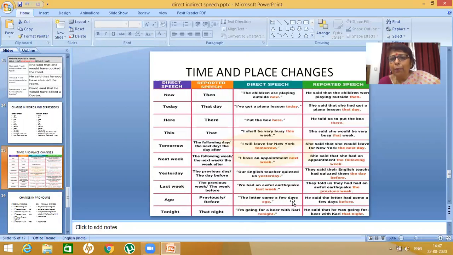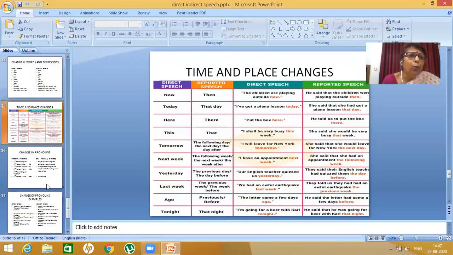The letter came a few days ago. He said the letter had come a few days before. I am going for a beer with Carl tonight. He said that he was going for a beer with Carl that night. So as you can see, there are changes that take place in time and place. It is very important that you learn this whole list. It becomes easier to make the required changes.